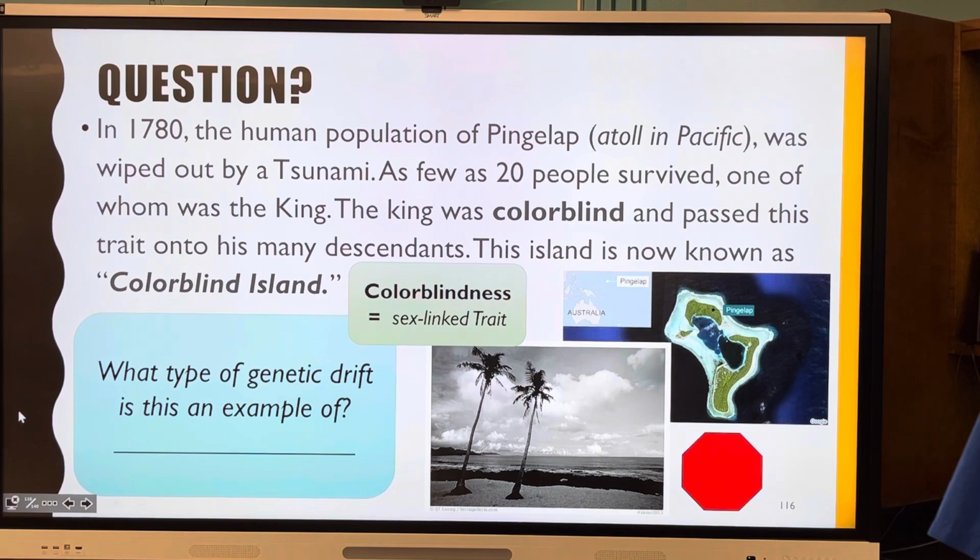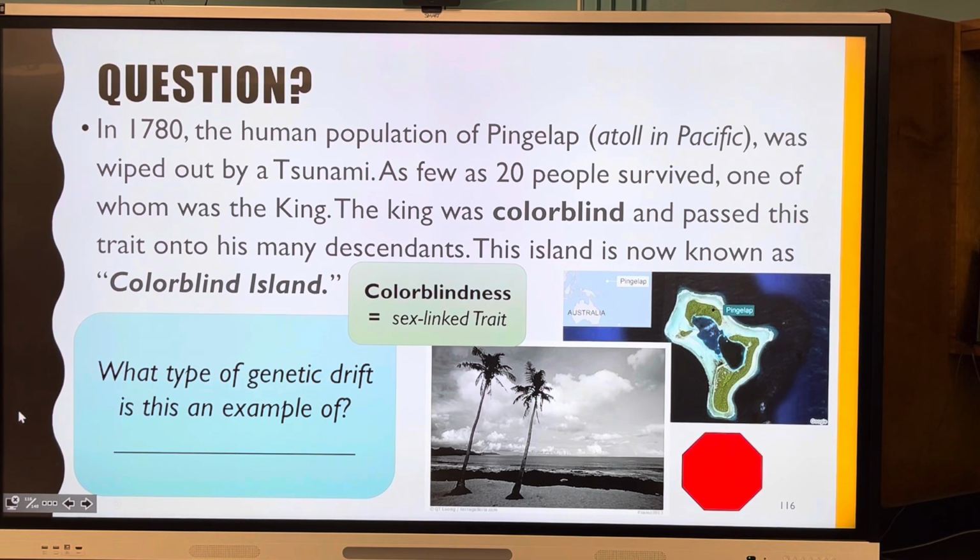So here's a question. This is where we're going to stop. This is our last slide, obviously. In 1780, the human population of Pingelap, an atoll in the Pacific Ocean, was wiped out by a tsunami. We discussed this already in the genetics unit. As few as 20 people survived, one of whom was the king. The king was colorblind and passed this trait onto many descendants. This island is now known as Colorblind Island. It's a sex-linked trait. Remember that?